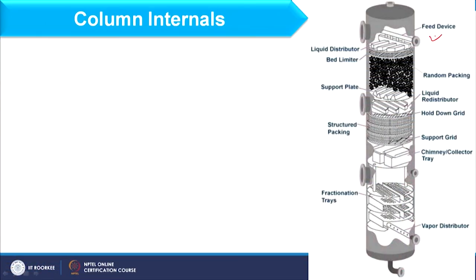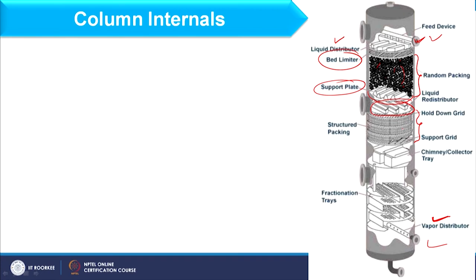If you focus on the column internals, it is shown properly in this image. I have the top of the column and the bottom of the column shown over here. Here we have a vapor distributor, and at the top we have a liquid distributor, and then we put a bed limiter, which does not allow the bed to expand. After that we can put the random packing, and below the random packing a support plate should be used. The liquid distributor distributes the liquid up to here, and after that packing is not available, so a liquid redistributor is used again to let the liquid enter into the second section of the packing.